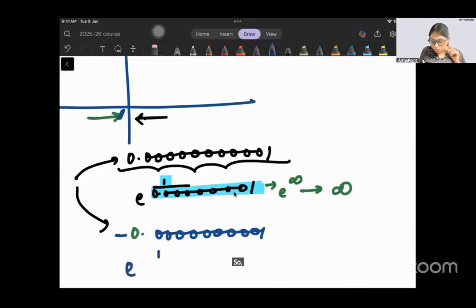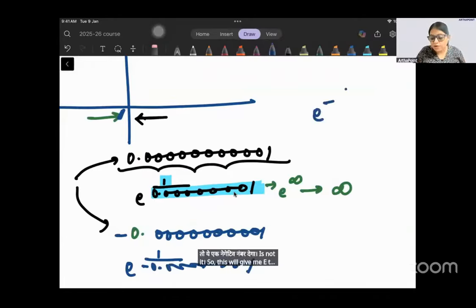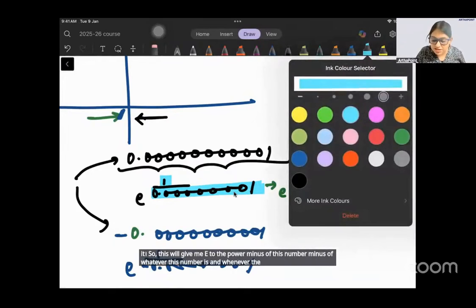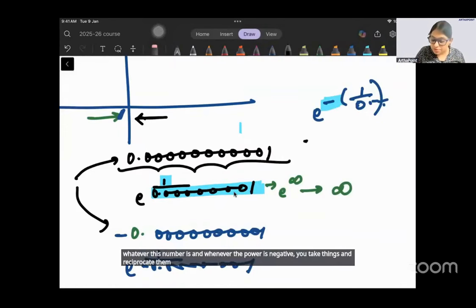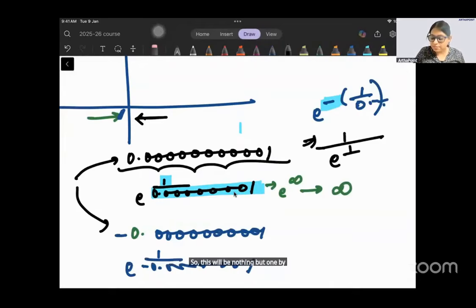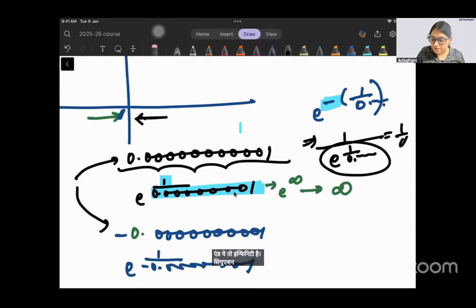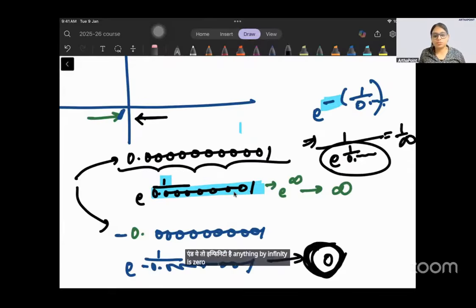So when I will do 1 by minus of this, तो ये एक negative number देगा, isn't it? So this will give me e to the power minus of this number. And whenever the power is negative, you take things and reciprocate them. So this will be nothing but 1 by e to the power 1 by this. And ये तो infinity है. So it will be 1 by infinity. माने this will approach, anything by infinity is 0. This will approach 0. So this is a very interesting question.